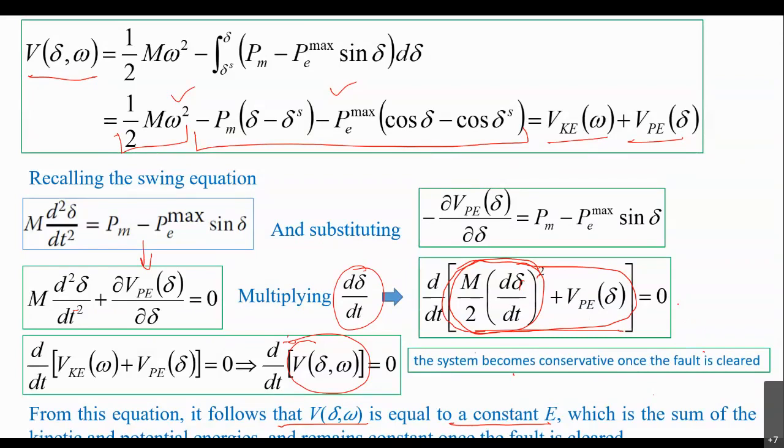Just after the fault is cleared, the energy function, or the total energy in the system, will become constant, as now the system is not connected to any external body or external disturbance. Now the system is isolated, and the total energy in the system will be conserved. It is conservative, and the total energy will remain constant until the system stabilizes.